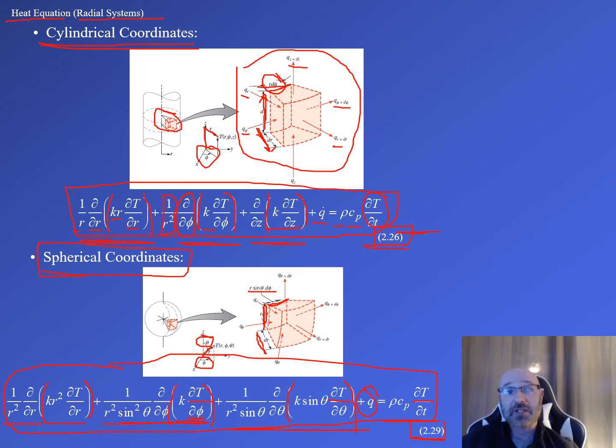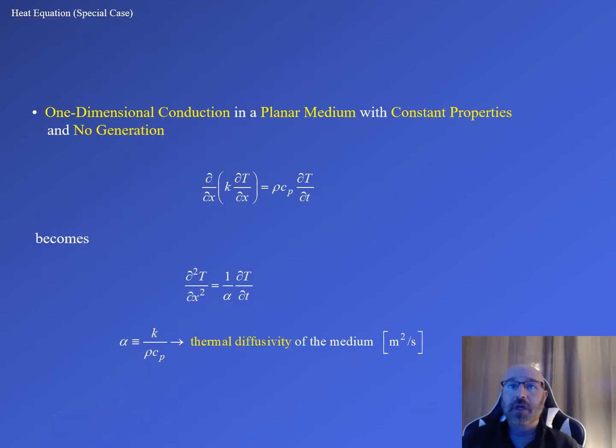Again, this relates back to 2.29 in our textbook for our heat equation for spherical coordinates. So let's take a look now at this heat equation for a special case here. The special case we're going to look at is one-dimensional conduction in a planar medium with constant properties and no generation.